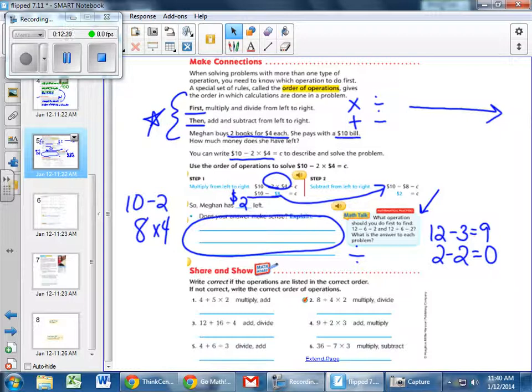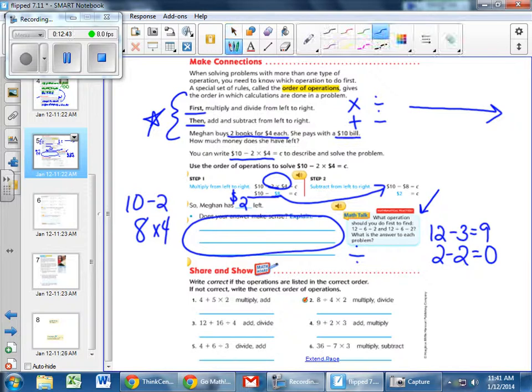You're going to want to use the top of your page for this next section where it says first and then. It wants you to know that you have to always follow those. First you're going to multiply and divide. Then you can add and subtract. So it wants to know if the order that they have written down is correct. If it's not correct, you're going to write the correct order of the operations.